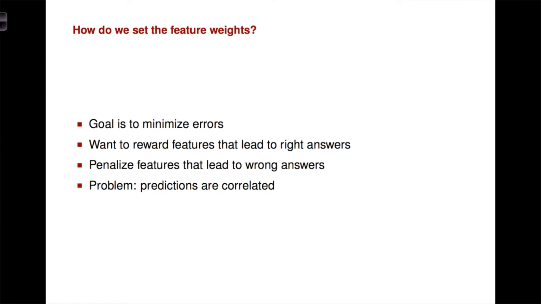And a very intuitive way of trying to solve this problem is to punish features that cause us to make mistakes. This is a problem because the features are often correlated, and so any given example that we'd make a mistake on has many different features. How can we know which ones are the ones that we should punish?